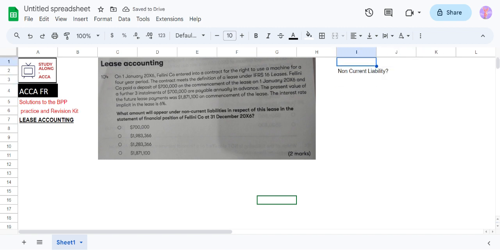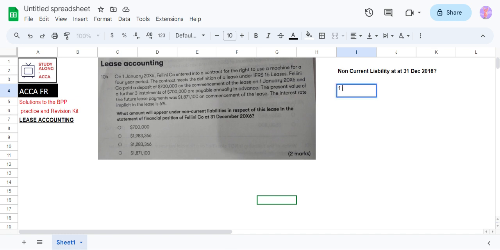The non-current liability as at 31st December 2016. All right, we will keep this in mind while reading this question. Now let's read the question and gather the relevant facts.